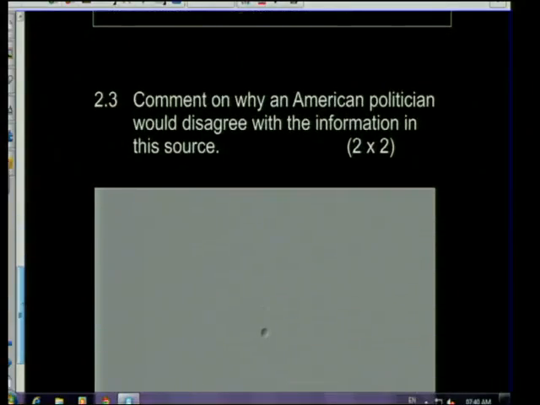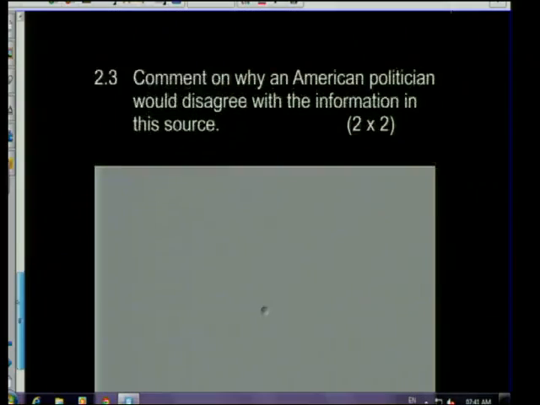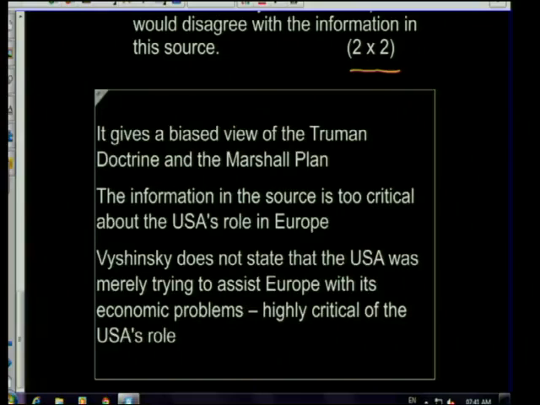Comment on why an American politician would disagree with the information in the source. I mean, obviously, it was a Cold War situation. They were not going to agree, but we need to give the reason why they would disagree with it. And remember, I told you to look at the mark allocation. If you look at this, it tells you 2 times 2 equals 2. So you need to give at least 2 reasons here why an American politician, that means somebody who is working for the government, would disagree with the information in the source.